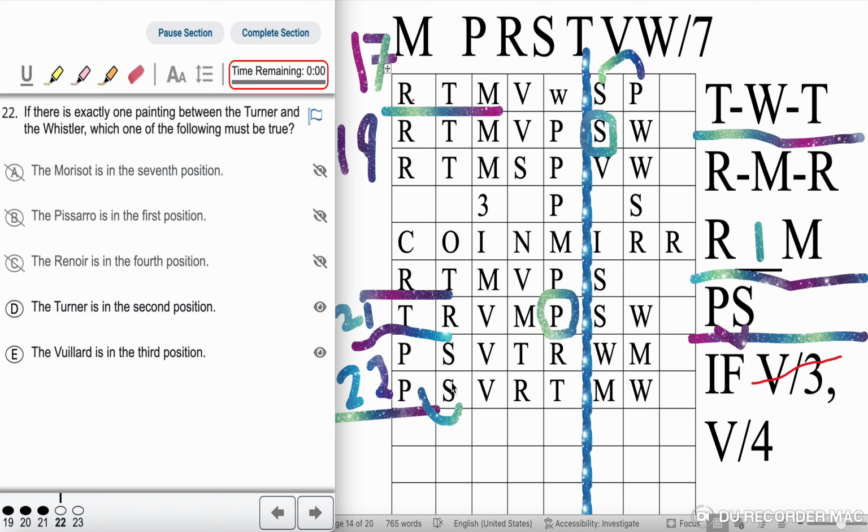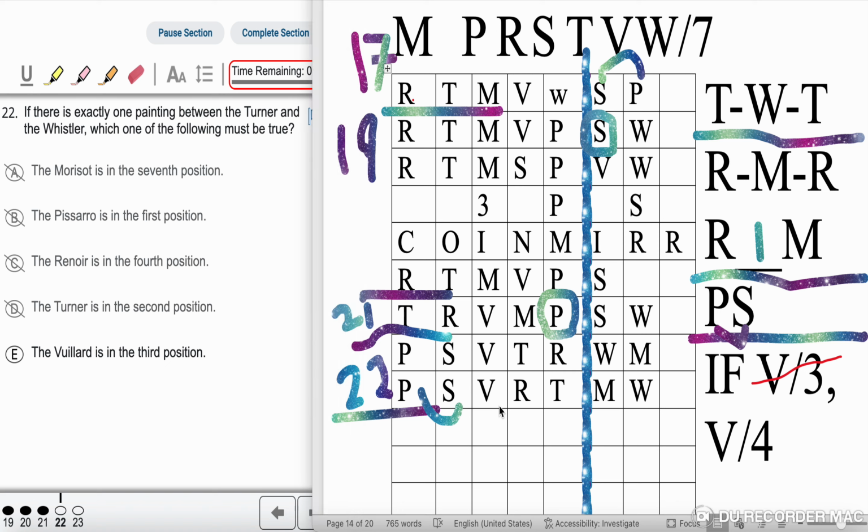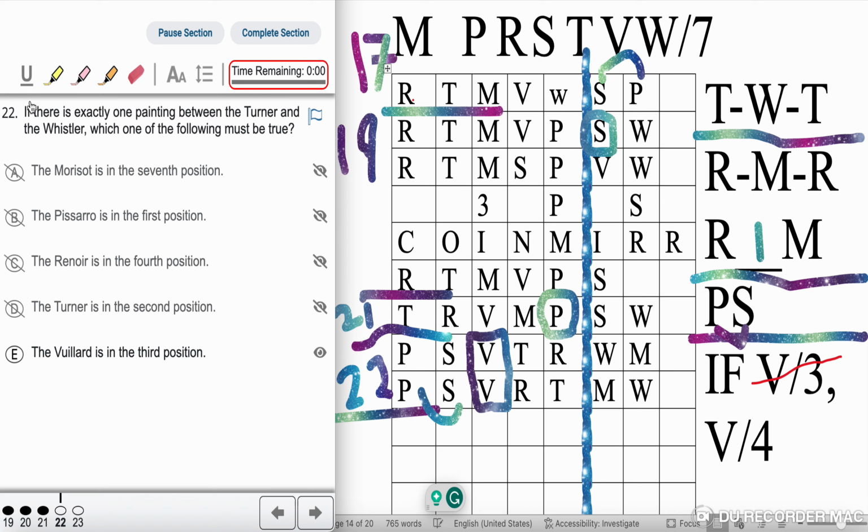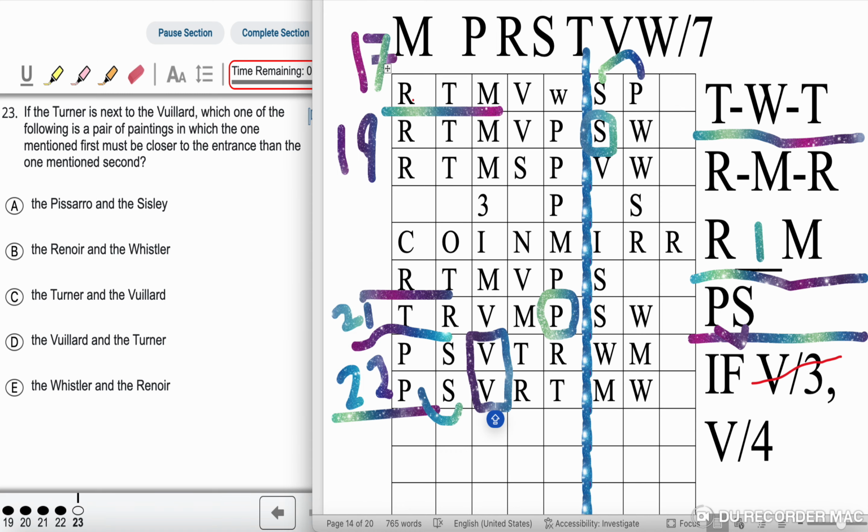T is in the 2nd position. T is not going to be 2nd. V is in the 3rd position. We see that is actually true across both worlds, and I'm going to circle it. That V is in the 3rd position. So that's a must be true, because it's true in both worlds. So let's go ahead and choose that. And answer E. The V is in the 3rd position.